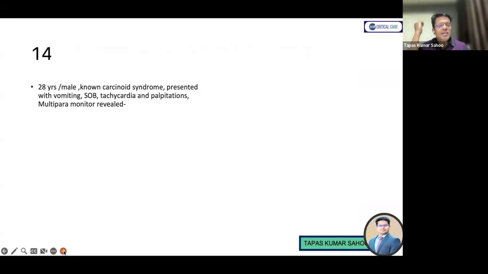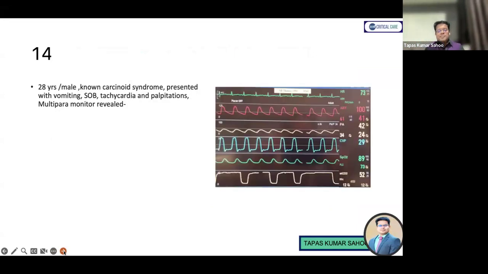Question number 14. 28-year male, known carcinoid syndrome, presented with vomiting, shortness of breath, tachycardia and palpitations. Multipara monitor revealed this. Can anybody tell me the significant finding here? Finding, intervention. Any abnormality you are getting in this monitor? In the ECG, in the IBP, in the CVP, in the SpO2, in the ETCO2, anything?